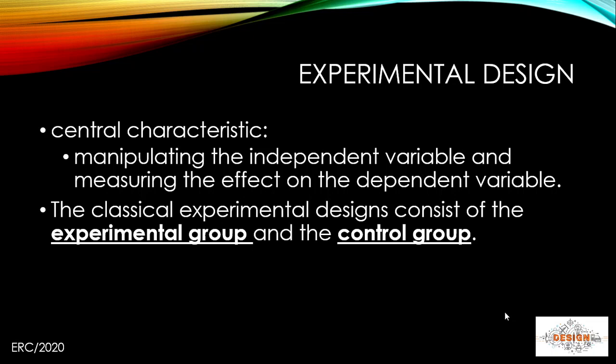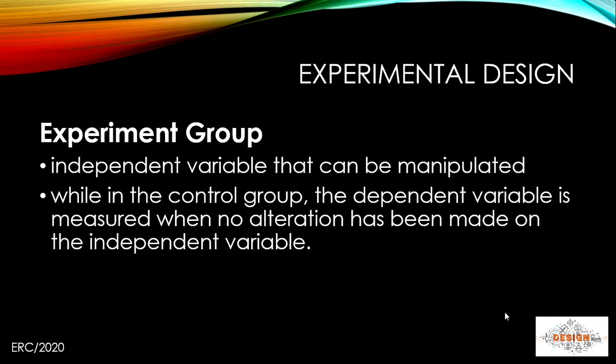The classical experimental designs consist of the experimental group and the control group. Okay, when we say experimental group, these are the independent variables that can be manipulated. Okay? So, ito yung mga independent variable natin na binibigyan ng treatment or minamanipulate or binibigyan ng manipulations. Okay, while in the control group, the dependent variable is measured when no alteration has been made on the independent variable. So, for the control group, there is no treatment being provided.